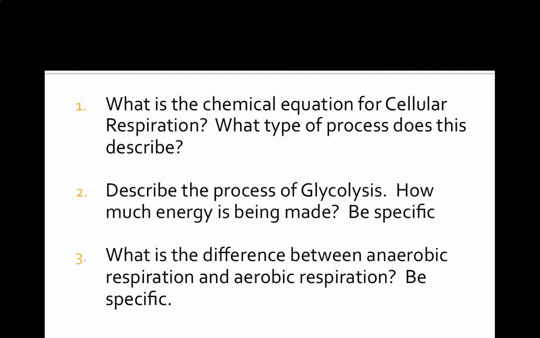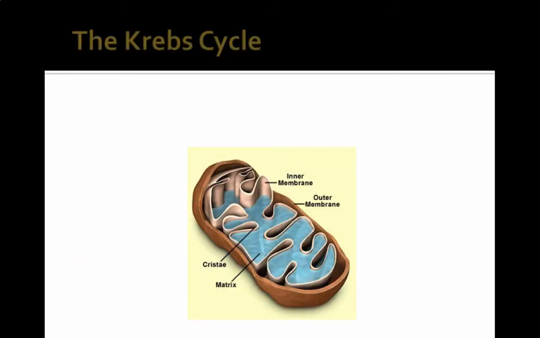Well, the chemical equation is glucose plus oxygen yields CO2 plus energy plus water. Glycolysis, we break down glucose into pyruvate. We make 2 ATP. Anaerobic and aerobic respiration. Anaerobic is without oxygen. Aerobic is with. Anaerobic does not make nearly as much energy. Aerobic makes a lot of energy.